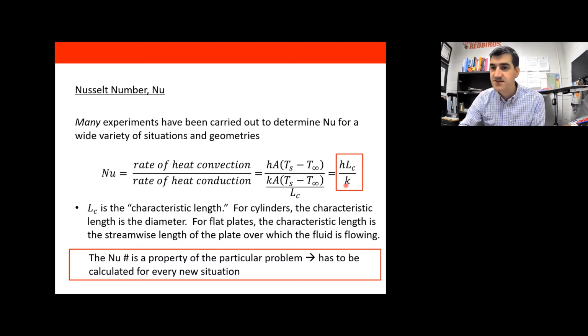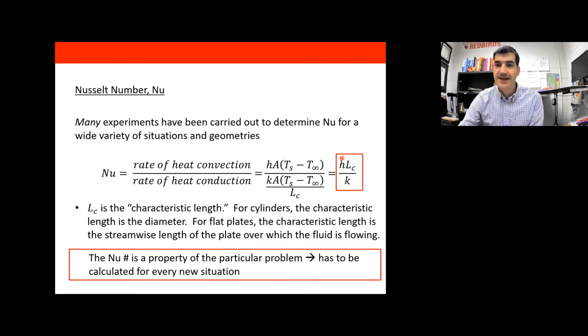This is a material property of the fluid. This is a property of the geometry of the situation. And this is also a property of the situation relating to how effectively heat is being transferred from the solid to the fluid.